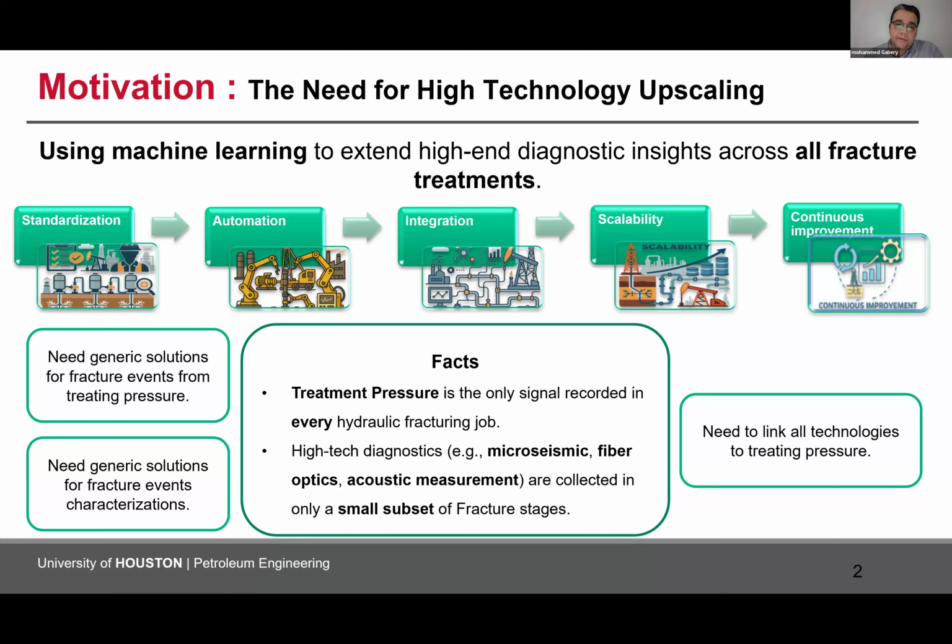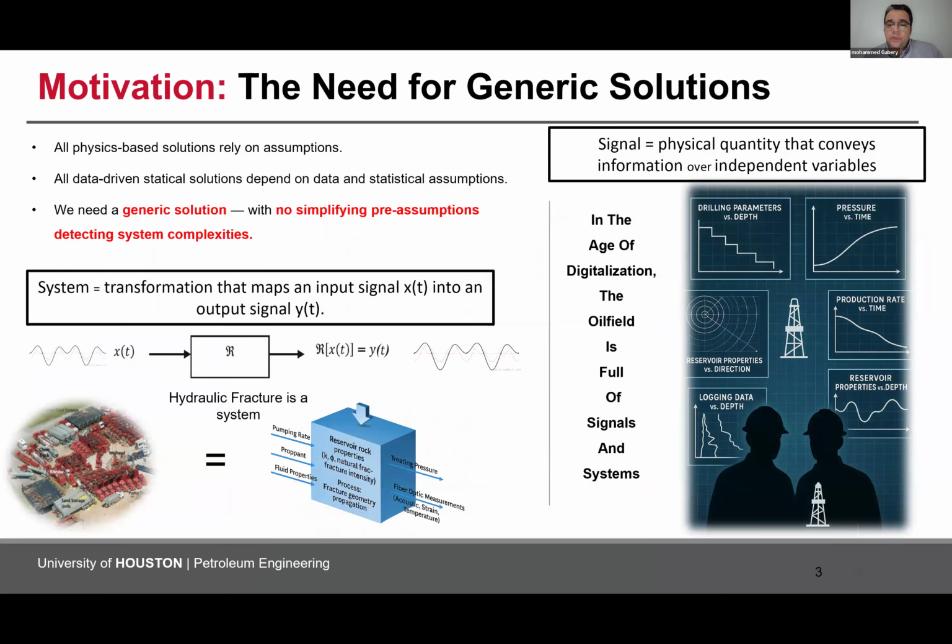So we need to relate all high-tech technologies to treating pressure to give opportunity for the machine learning to upscale this technology. As you know, the machine learning workflow starts with standardization. So we need a standard methodology for our analysis, then automation, then integrate all technologies and give it opportunity for upscaling to improve scalability, and keep monitoring for continuous improvement. So we need a generic solution for our hydraulic fracturing operation or oil field operation.